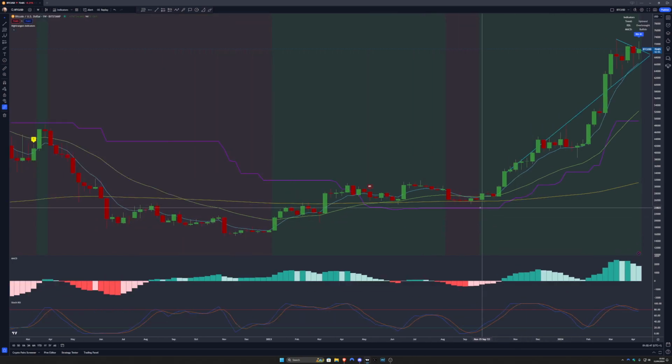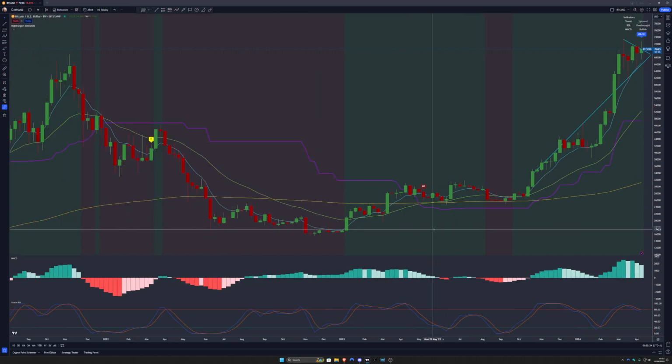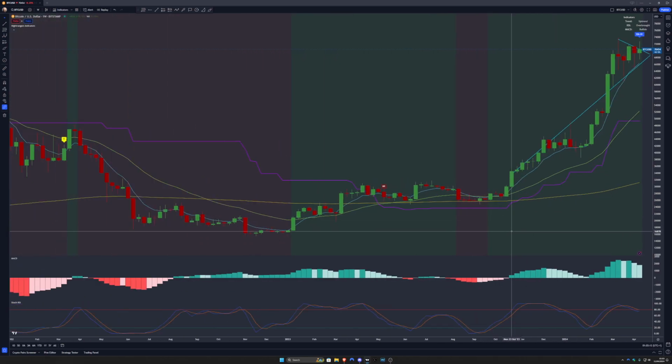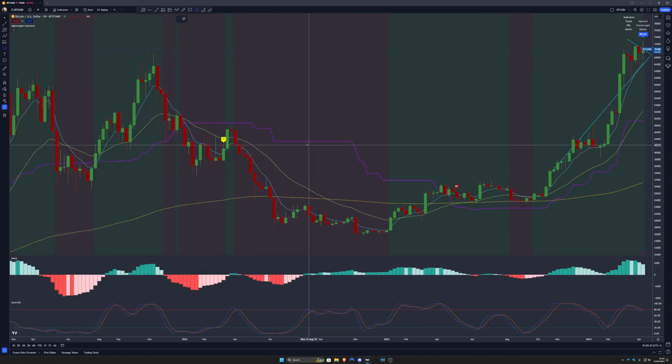Now, the other thing is I use the baseline from the Ichimoku cloud, which is this purple line right here. And then I accompany it with 3 moving averages. So I've got a 7-day moving average, a 25-day moving average. Sorry, the 7-day is light blue, the 25-day is green, and the 200-day is yellow. Okay. Now, generally, what I'm looking for is areas.